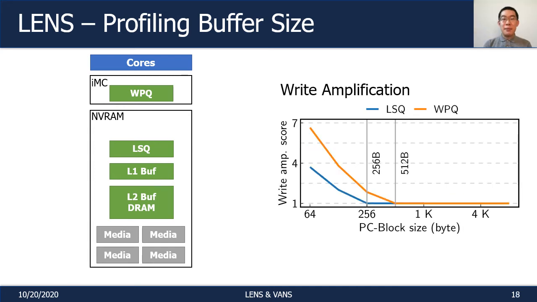Here we present the write amplification factor for the load store queue and write pending queue. The load store queue amplification drops to 1 with a 256-byte block, which means it performs write combining that combines consecutive write accesses into one 256-byte request. This is to reduce the read-modify-write procedure in the L1 buffer. The write pending queue amplification drops to 1 with a 512-byte block, which means the write pending queue size is 512 bytes, and one mfence instruction flushes the entire write pending queue.